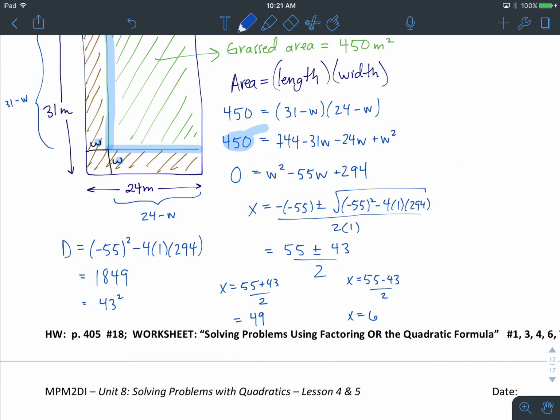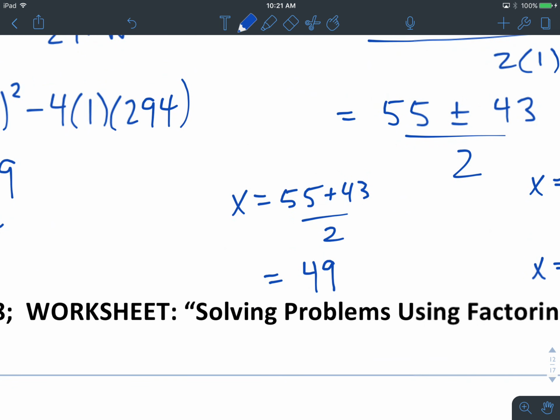So let's have a look critically at these two values and let's see if we can make them work. So our first answer of 49, we're being asked to take this value, this W, away from 24 and 31. So we can't actually do that because if you take 49 from 24, or 31, you'll have negative numbers there. So this is actually inadmissible as far as we go. Can't use this. No good.